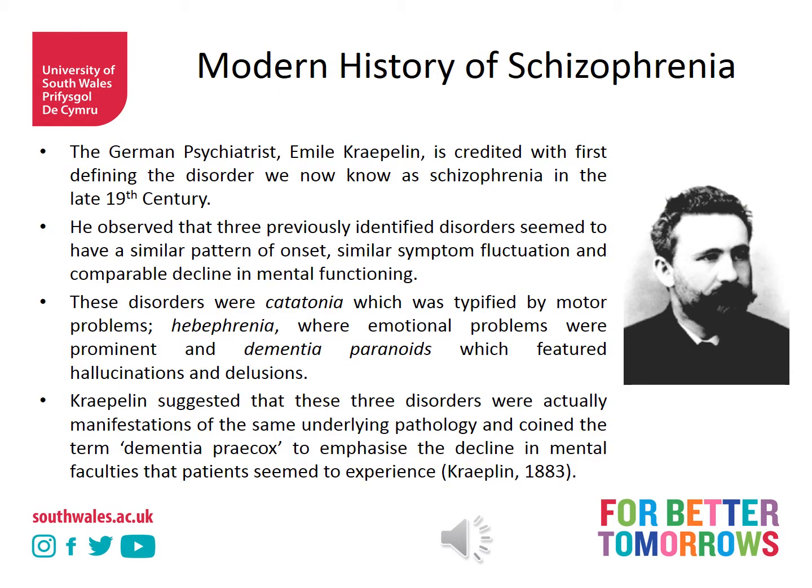The first modern definition of schizophrenia was provided by the German psychiatrist Emil Kraepelin. He observed that three previously existing disorders, hebephrenia, catatonia, and dementia paranoides, were actually manifestations of the same underlying condition, and he called this condition dementia praecox.